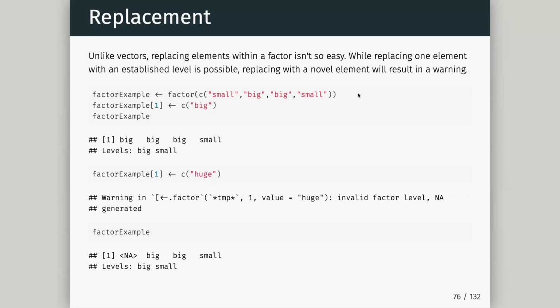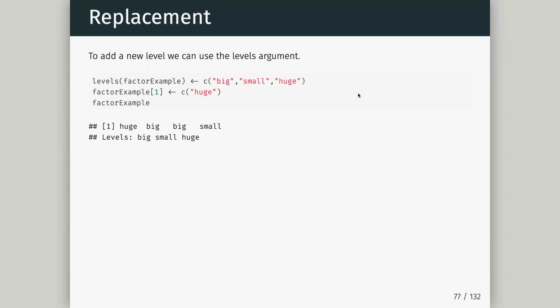If though I want to add to my factor a value which isn't in my levels, it's going to go warning, factor, value huge, invalid factor level, NA generated. Then it's going to put at that position this NA value, not applicable, not available. Okay, that's because in the factor we're trying to introduce something called huge, which wasn't in the levels. It's going to tell us all. We have to go fix this problem by adding new levels to our factor.